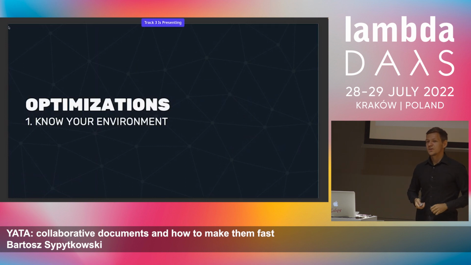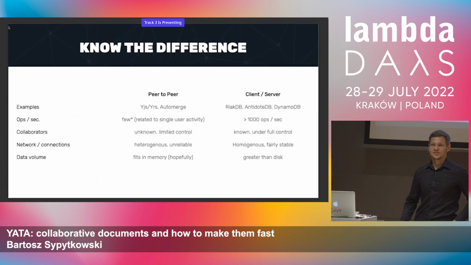Yeah. First, we need to know our environment. Because CRDTs are very popular in two kinds of systems. One is peer-to-peer collaboration. The second one is client-server. Peer-to-peer: Yjs, the thing that I'm working on, and Automerge, which is our direct competition, I would say. On the server side, Riak DB, Amazon DynamoDB, AntidoteDB, those are popular choices.